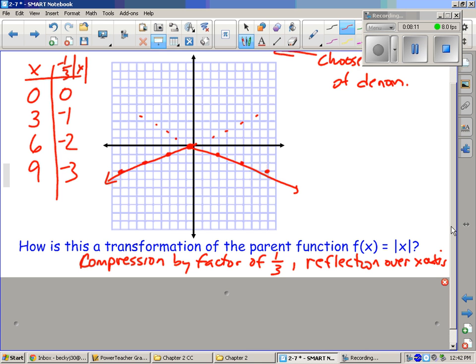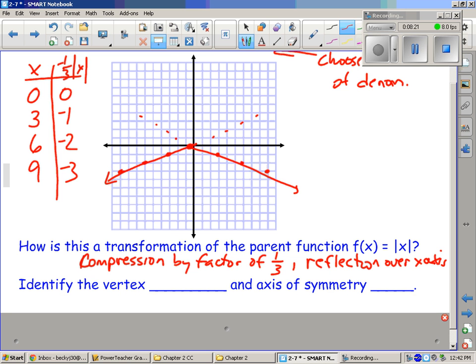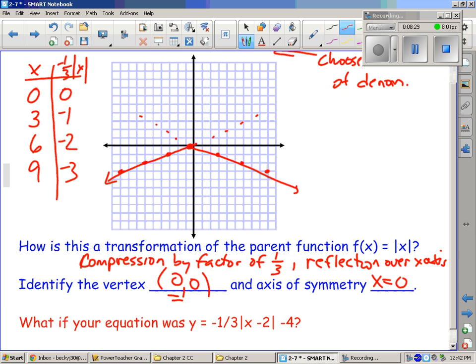Will it always be over the x-axis? Well, in our problems they will. If there's a y involved there, it might reflect over the y-axis, but we're going to stick with x-axis. All right, vertex. Again, we're at the origin, so (0, 0). Axis of symmetry is always x equals whatever that number is.